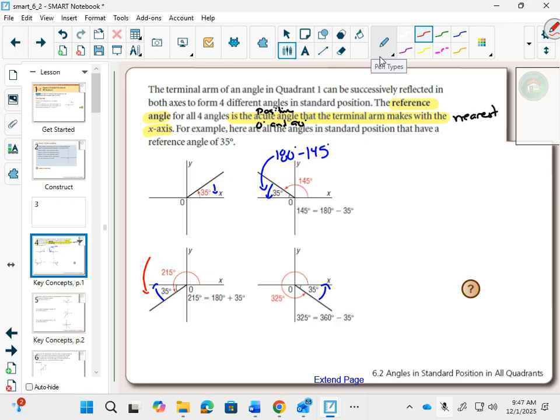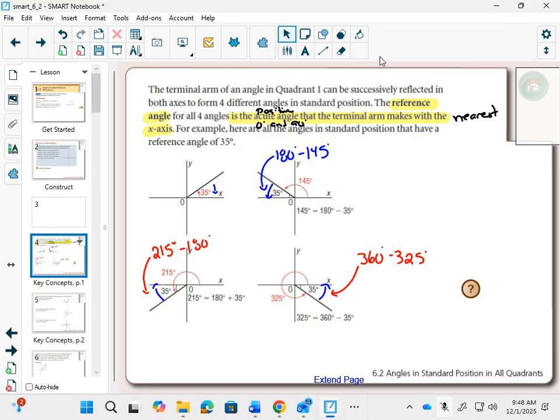In this one, if I gave you 215 degrees, and I wanted to figure out this part, well, I know halfway is 180. Can you see that you could take 215 degrees minus 180 degrees, and that would leave you with what's left. So it's a little different in each quadrant depending on what you're thinking about. In the last one here, if I wanted to find the reference angle, I would take 360 degrees, because that's all the way around, and I would subtract the 325 degrees. And that would give me my 35 degrees.